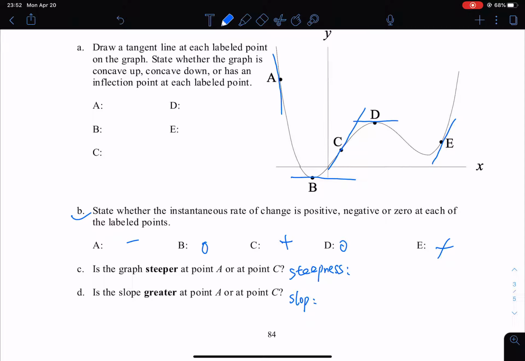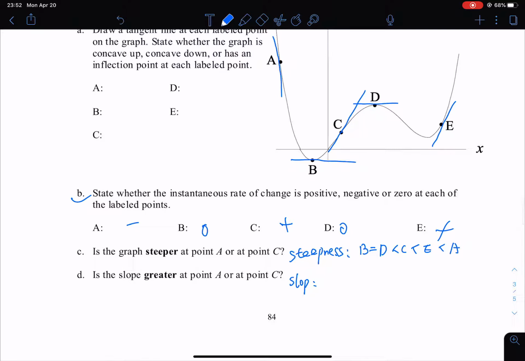Steepness, we know that B and D are actually the same because it's not steep. There is no steepness at all. So B and D are the same. And then the next one, let's compare C and E. It seems like E is steeper than C. So E is steeper than C. Then A is the steepest. So A. And then what about the slope?